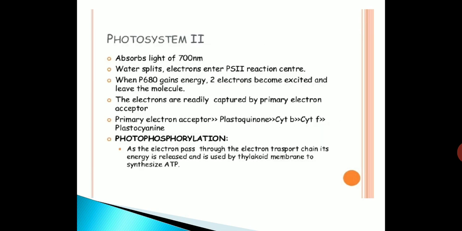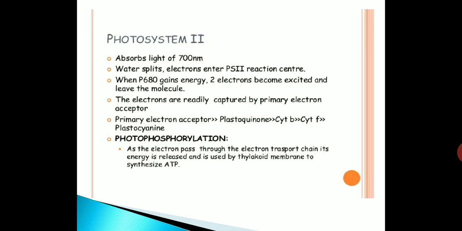Photosystem second, it absorbs light of 700 nanometer. Water splits and electrons enter photosystem second reaction center. When P680 gains energy, two electrons become excited and leave the molecule. The electrons are readily captured by the primary electron acceptor. The primary electron acceptor, that is plastoquinone and cytochrome B, cytochrome F and plastocyanin.